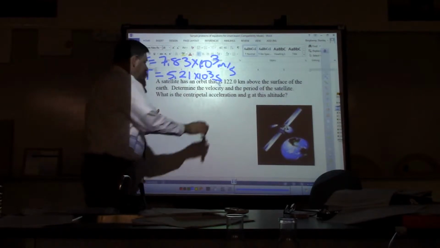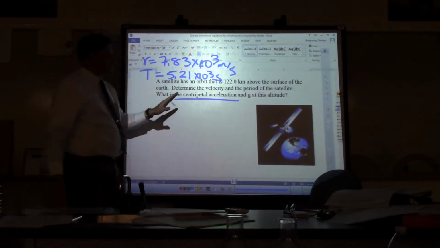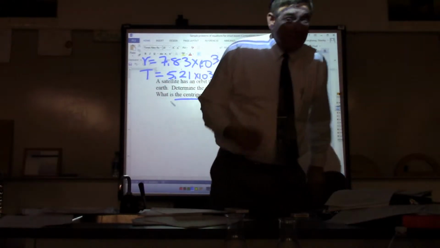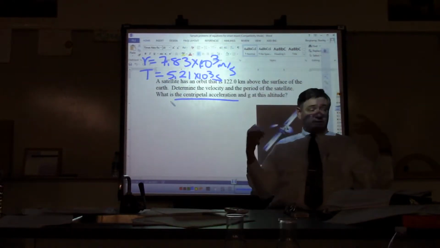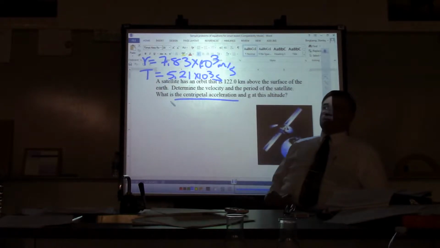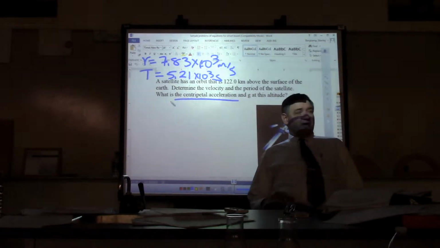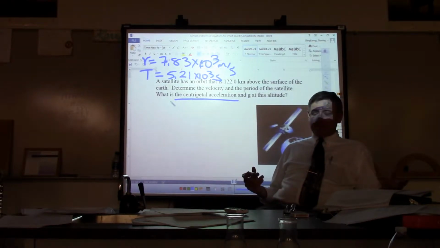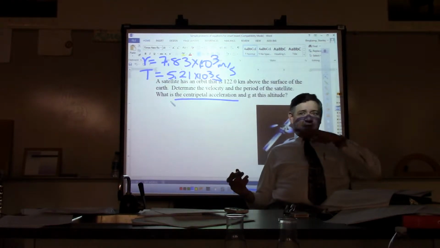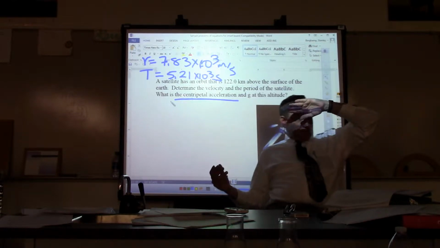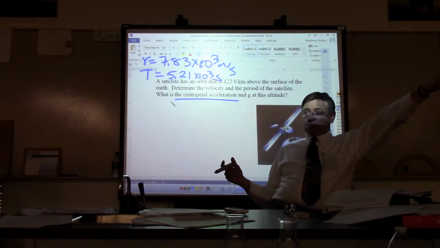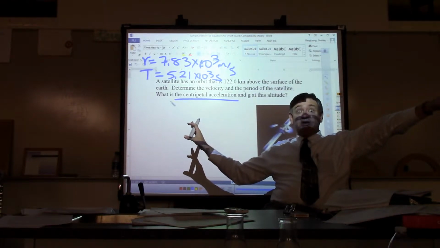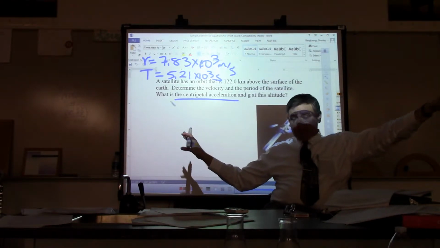Now, I want to figure out the centripetal acceleration that this satellite is undergoing. Why do I even know that this satellite is undergoing centripetal acceleration? It's going in a circle, okay? If it's not undergoing centripetal acceleration, this is bad, because this satellite is drifting off into space in a straight line because of inertia. So we want this satellite to undergo centripetal acceleration. If not, bad things have happened.